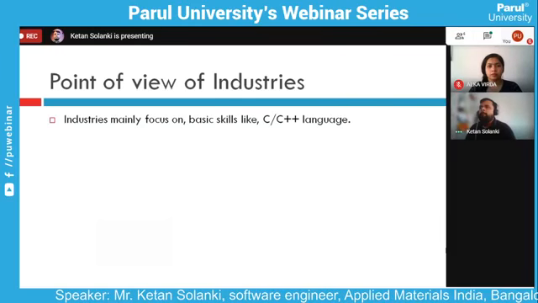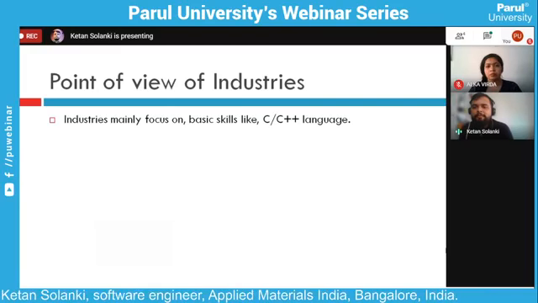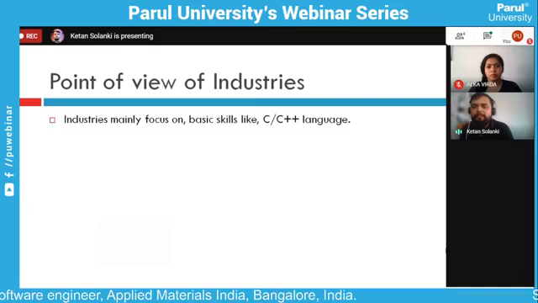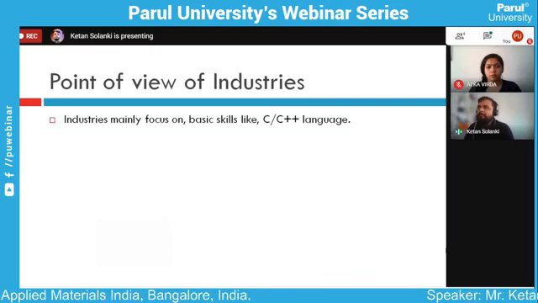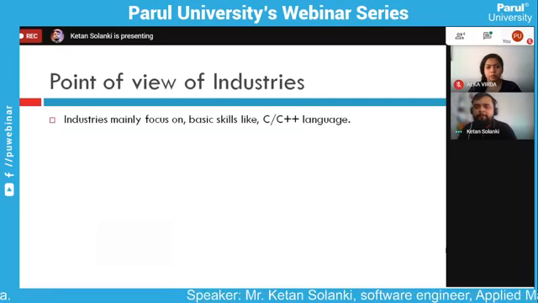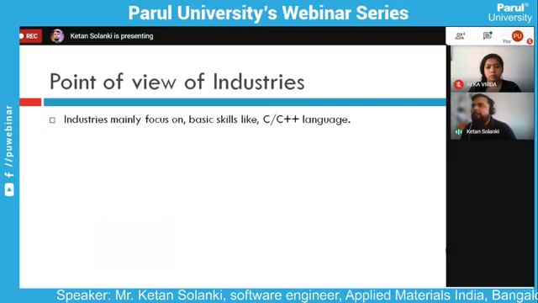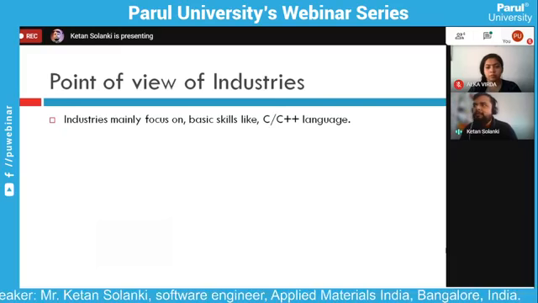The very first point is that industry focuses on C and C++ skills. If we are applying as a software engineer in any industry, for example, for a requirement in Java development, they don't directly ask for Java code, or what you know about the basic fundamentals of Java. The basic skill required of a candidate is C and C++.